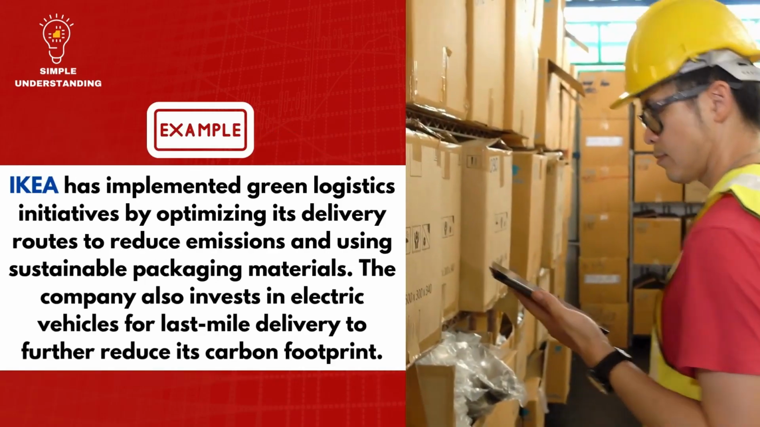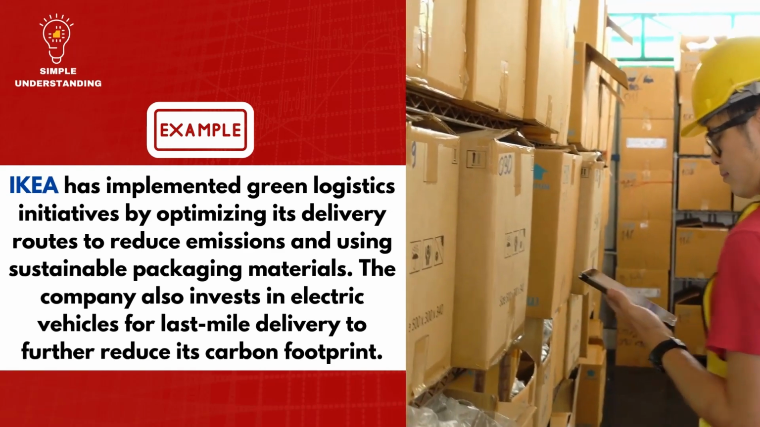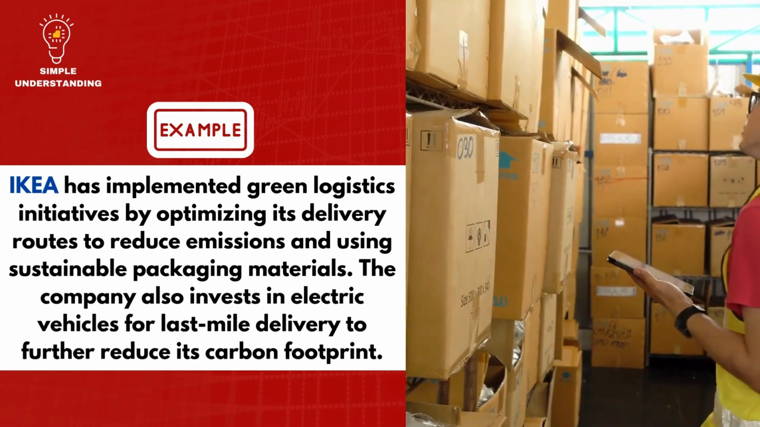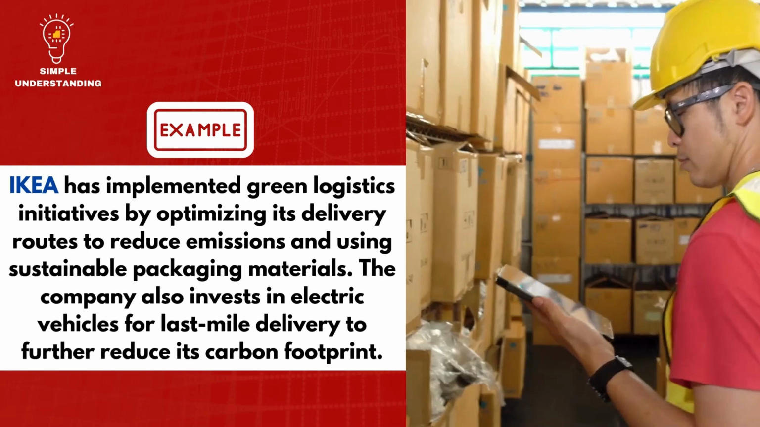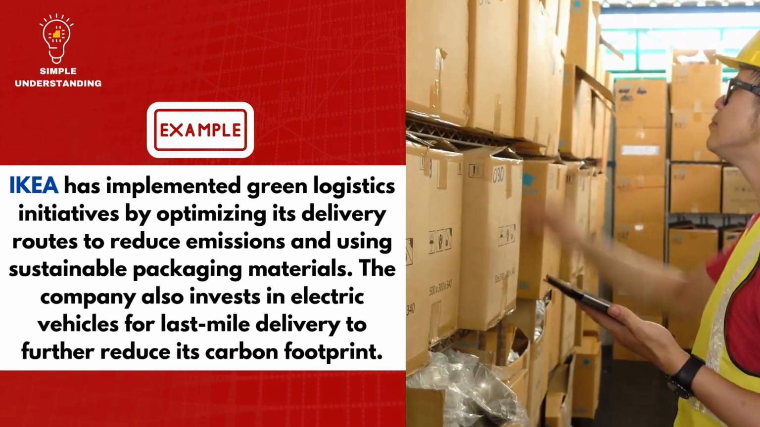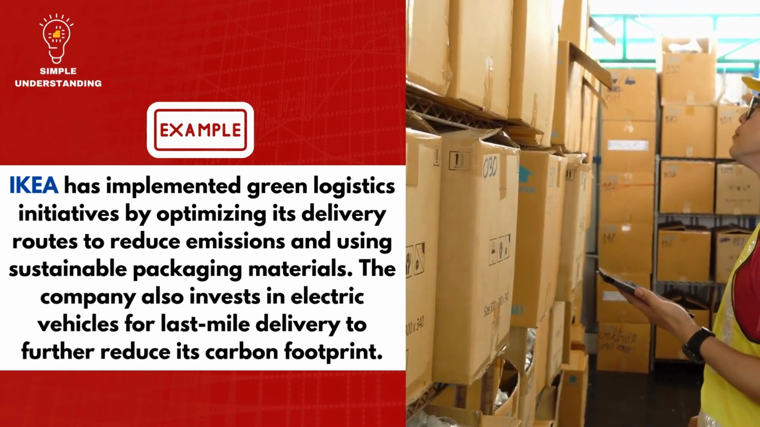Real company example. IKEA has implemented green logistics initiatives by optimizing its delivery routes to reduce emissions and using sustainable packaging materials. The company also invests in electric vehicles for last-mile delivery to further reduce its carbon footprint.